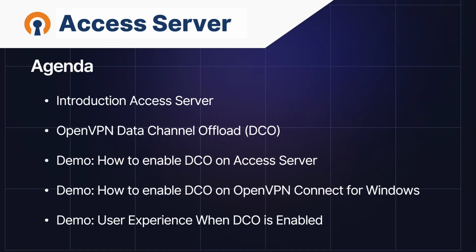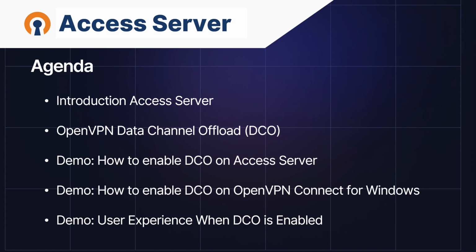First, we're going to talk about Access Server, do a quick introduction to the product for people who are not familiar with it. Then we're going to talk about OpenVPN Data Channel Offload, what it is and what it does. And then I'll do demos. The first part of the demo is going to be how to enable and install DCO on an Access Server. Then we're going to see how to enable the DCO on the OpenVPN Connect app.